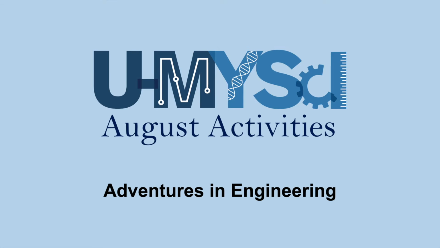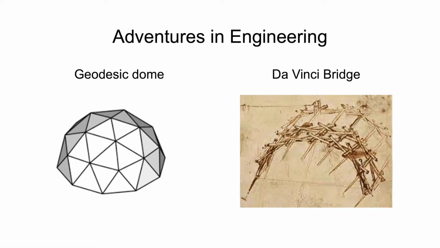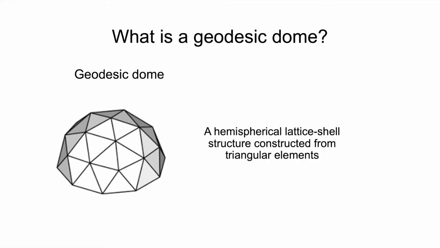Welcome to the fourth week of U-MYScI's August activities, Adventures in Engineering. This week we will be exploring two different structures, the geodesic dome and the Da Vinci bridge. What is a geodesic dome? A geodesic dome is a hemispherical lattice shell structure constructed from triangular elements.